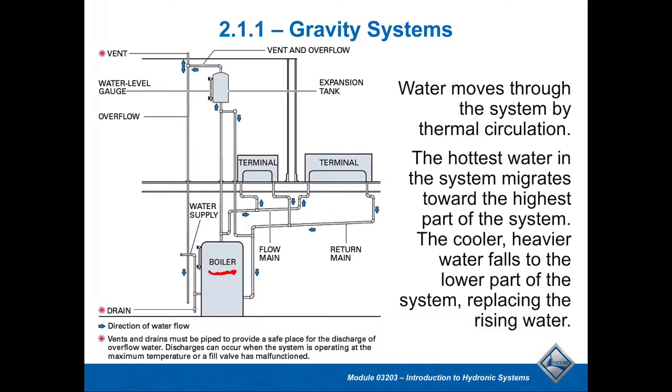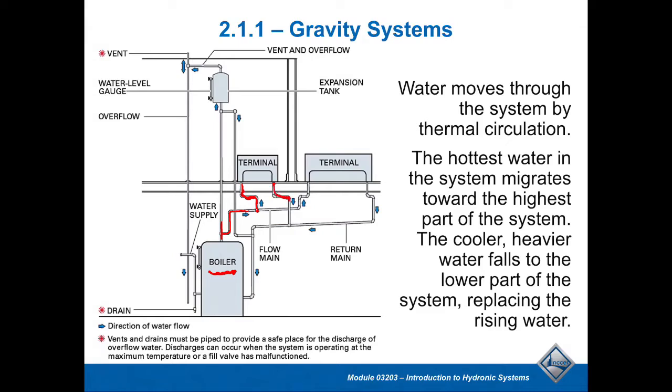So on the gravity system, we've got a system where we start out with my boiler and we progress through the supply system, and as you can see, what we are doing is progressing and we're sloped upward. We're relying completely on buoyancy. So all of my terminal units are going to be above the mains as they progress.